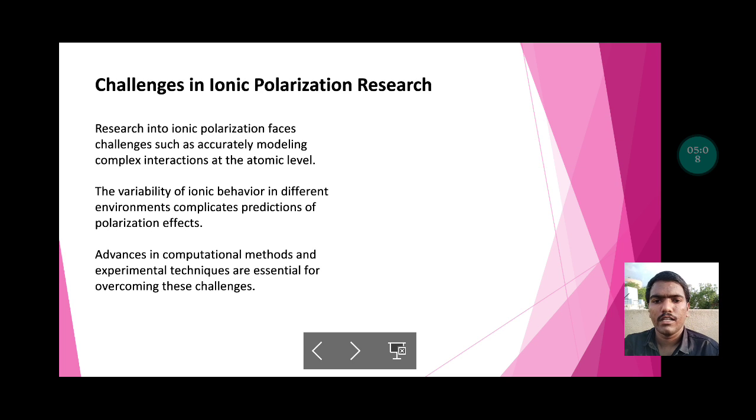Challenges in ionic polarization research. Research into ionic polarization faces challenges such as accurately modeling complex interactions at the atomic level. The variability of ionic behavior in different environments complicates predictions of polarization effects. Advances in computational methods and experimental techniques are essential for overcoming these challenges.